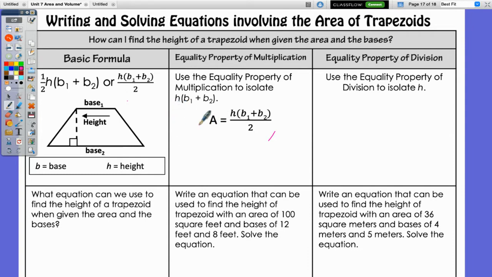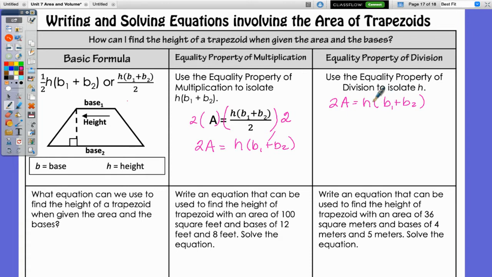And if we're looking for height, we need to change this so that we can isolate that height. So the first thing I would want to do is undo division. And how do I undo division? We need to multiply. So we're going to multiply and get 2a equals the height times base 1 plus base 2. Okay, and then realize we want to get the height by itself. So I'm going to start again over here.